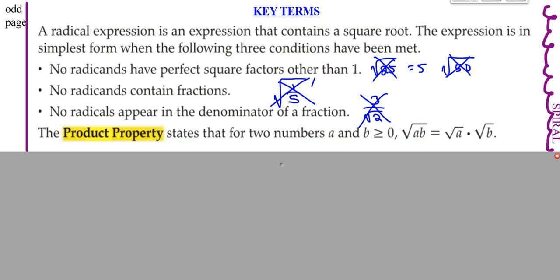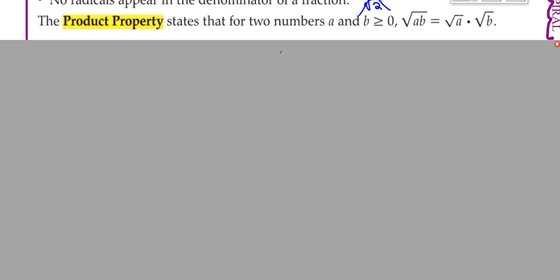The product property states that for 2 numbers a and b, where a and b are both greater than or equal to 0, the square root of ab is equal to the square root of a times the square root of b. Sometimes we'll have them together and we'll separate them to help us put things in simple radical form, or we'll have 2 things and we'll actually multiply them to get an answer as we go. Those are different things that can happen there.